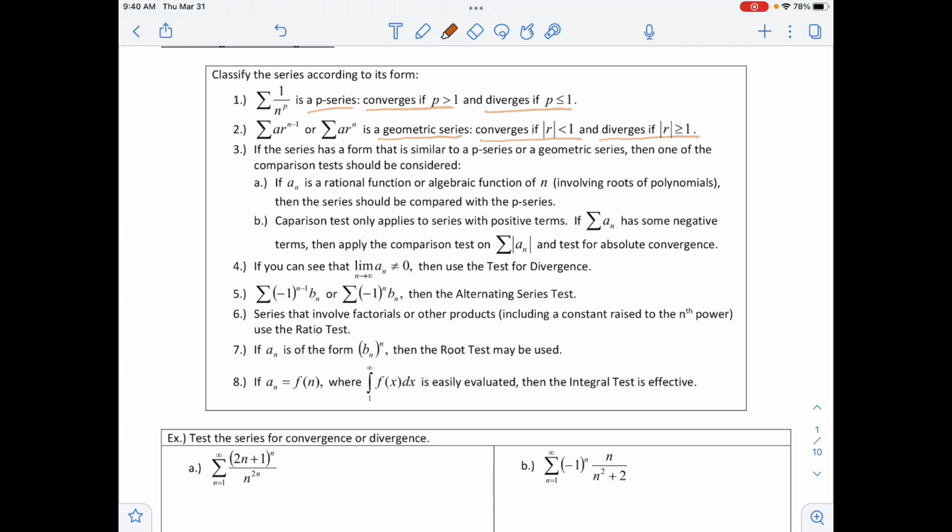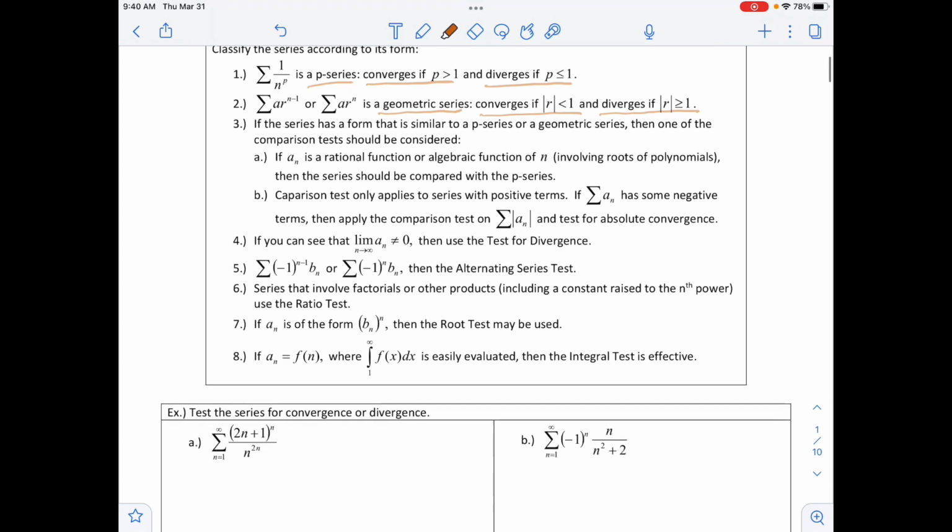If the series has a form that is similar to a p series or a geometric series, then one of the comparison tests could be considered. If a sub n is a rational function or algebraic function of n involving roots of polynomials, then the series should be compared with a p series. Comparison test only applies to series with positive terms. So if the sum of a sub n has some negative terms, then apply the comparison test to the sum of the absolute value of a sub n and test for absolute convergence.